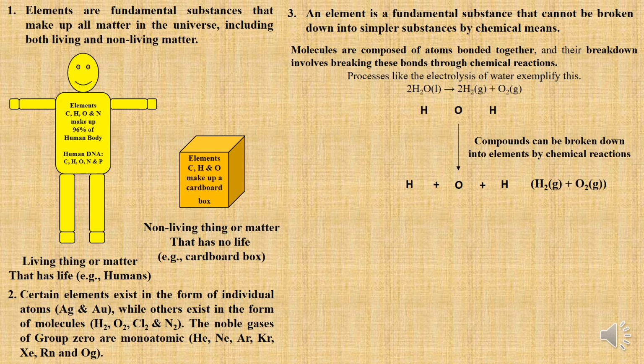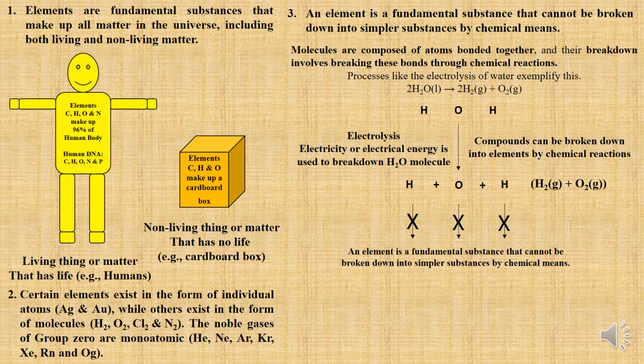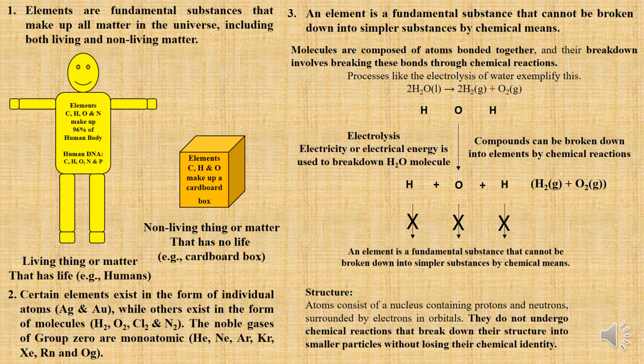Compounds can be broken down into elements by chemical reactions. In the case of breaking down water, the process involved is electrolysis, and this process makes use of electricity or electrical energy. Now the elements hydrogen and oxygen cannot be further broken down, because an element is a fundamental substance that cannot be broken down into simpler substances by chemical means.